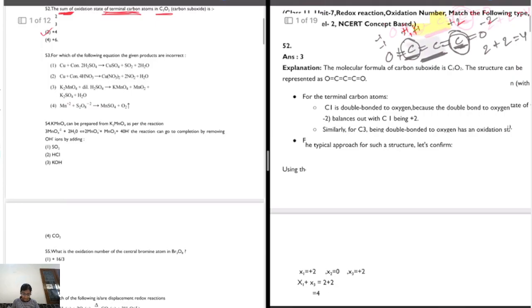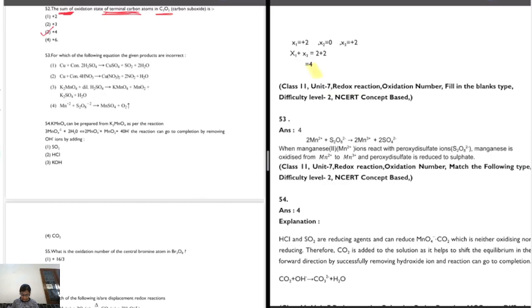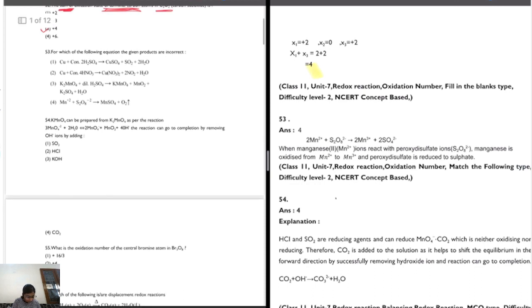This is the answer. So in the next question, we'll see which of the following reaction products are incorrect. Okay, we need to find which chemical reaction gives incorrect products here.